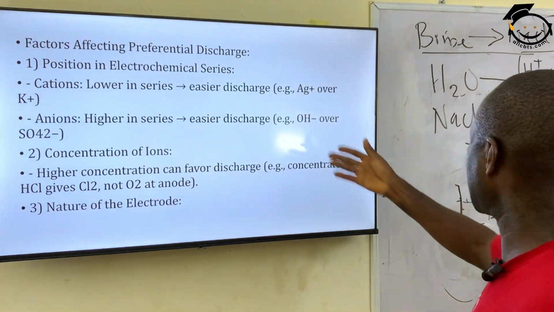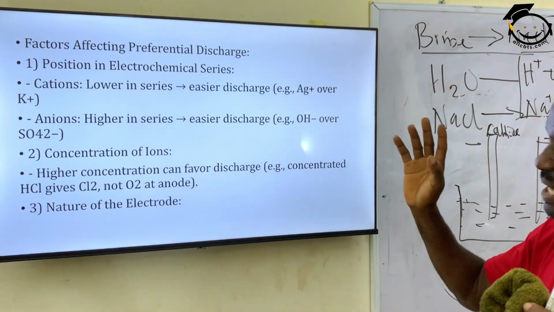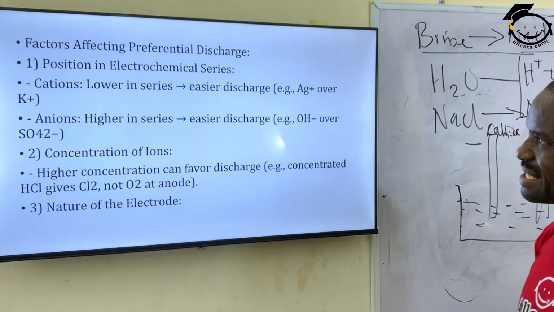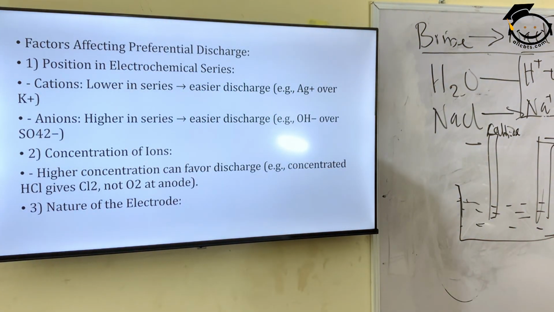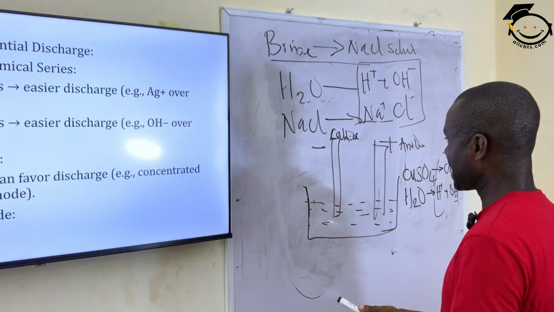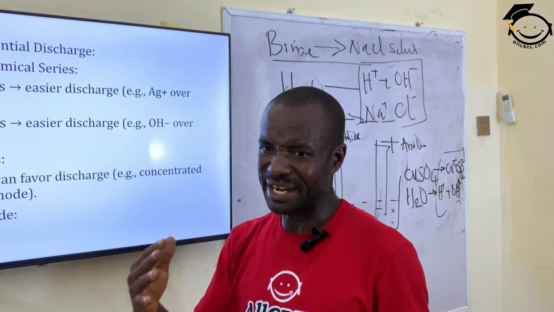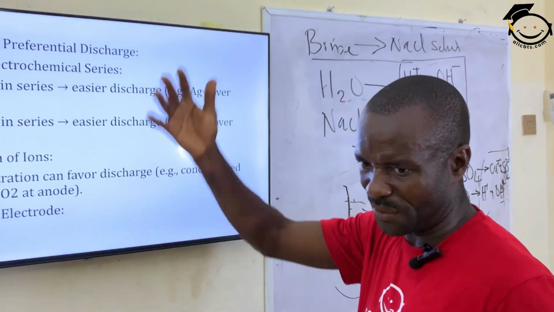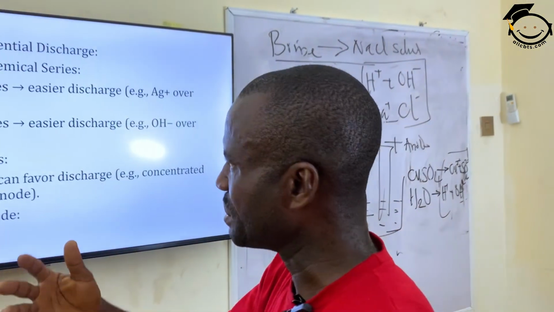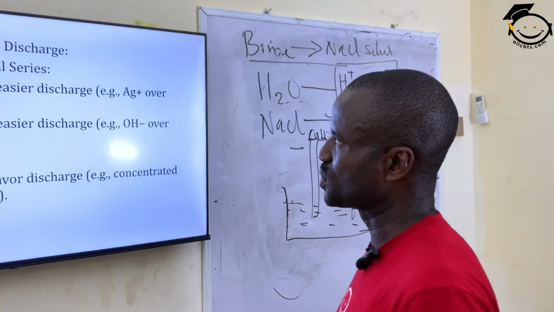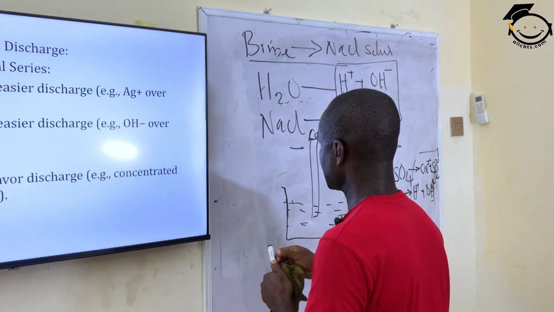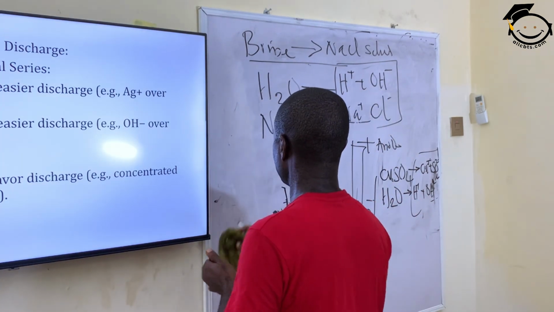The factor that determines which ion is discharged is the position in the electrochemical series. What are the positions of these ions in the electrochemical series? We said the electrochemical series is an arrangement of ions in an order that tells you one ion can be discharged more easily than the one that follows. So we can have an electrochemical series like this for positive ions, which we call cations.